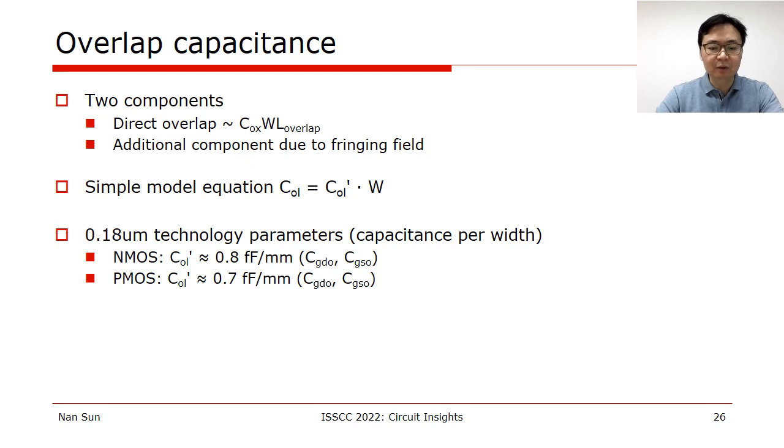And we can use a simple model to calculate them, which is C overlap equal to C overlap prime, which is the unit overlap capacitance, times the width of the channel. And for 0.18 micron technology, for PMOS and NMOS, the unit overlap capacitance is about 0.8 or 0.7 femtofarad per micron.